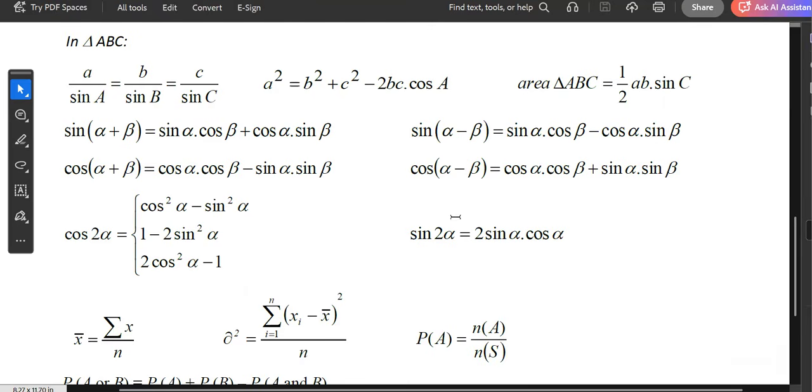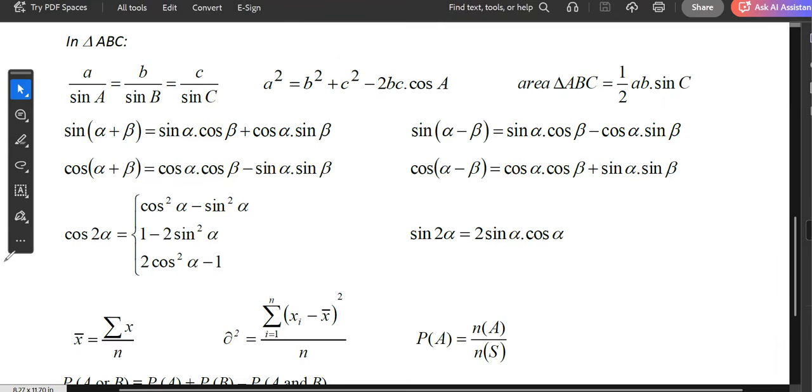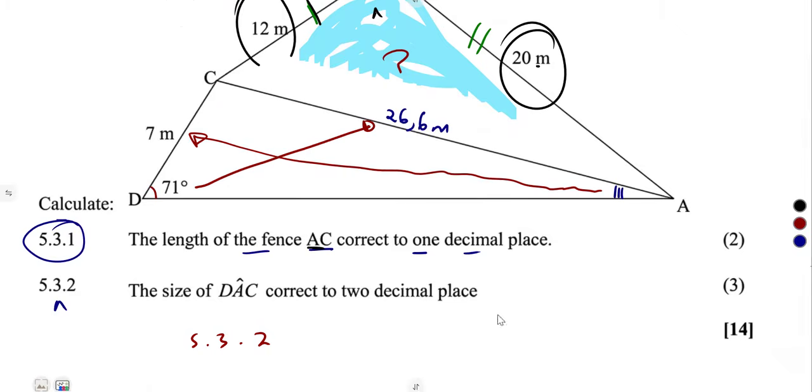As it is in your formula sheet, it states that a over sine A is this over this. Like I said, this can be written on top if you want to calculate angles: sine A over a is sine B over b, which is the same as sine C over c. If you're calculating angles, it's best that you write those angles on top. Yes, it is one and the same formula. Even if you do not want to change, just use what you understand. It's mathematics, guys.